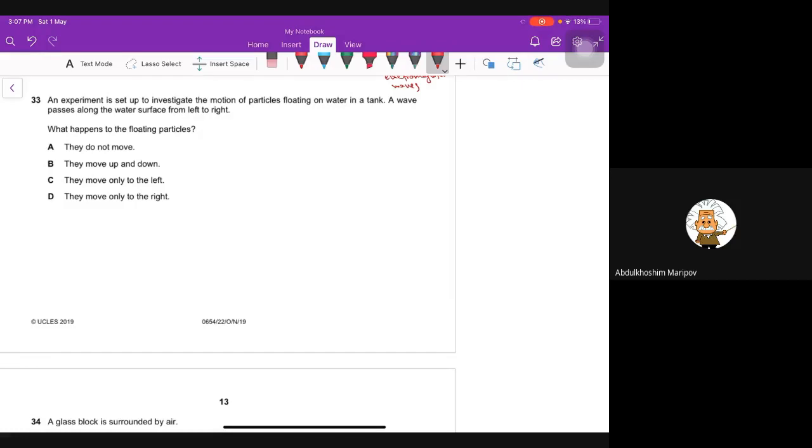The experiment is set up to investigate the motion of a particle floating on water in a tank. A wave passes along the water surface from left to right. What happens to the floating particle? The water goes up and down, so when you have a wave, the particles move up and down. They do not move only to the right. It's very easy: up and down.